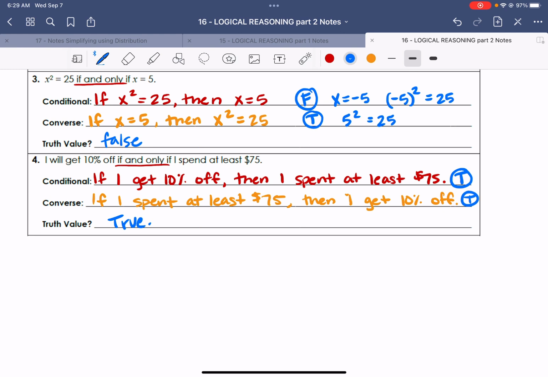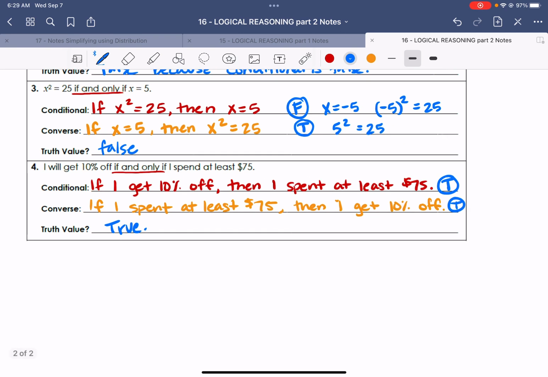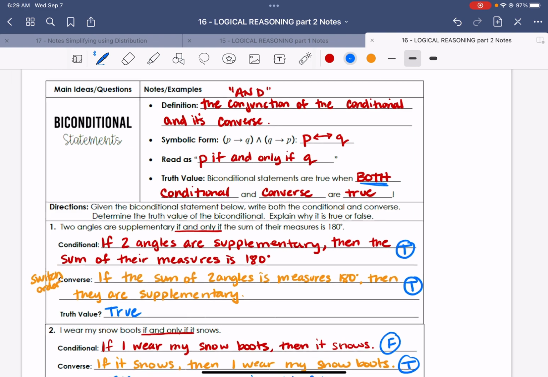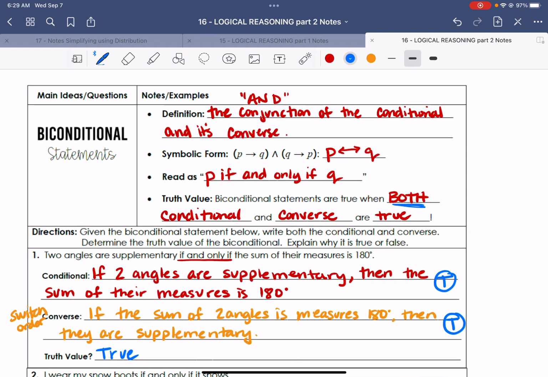So that's the last of our logical reasoning notes. The next set will be like a summary, like a little cheat sheet that you'll be able to use on your quiz and some practice. So hopefully you've got all your notes down. If you don't, you can go back to the Google Classroom and you can play those other notes back and get the notes from the teacher.